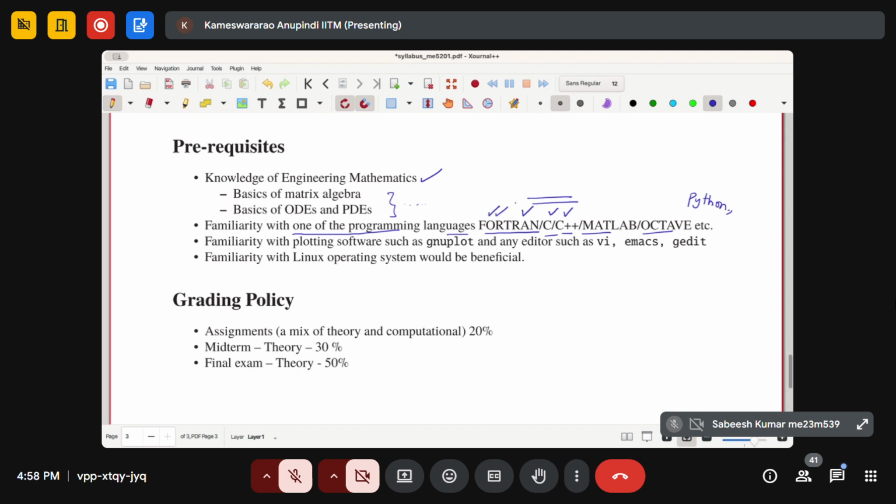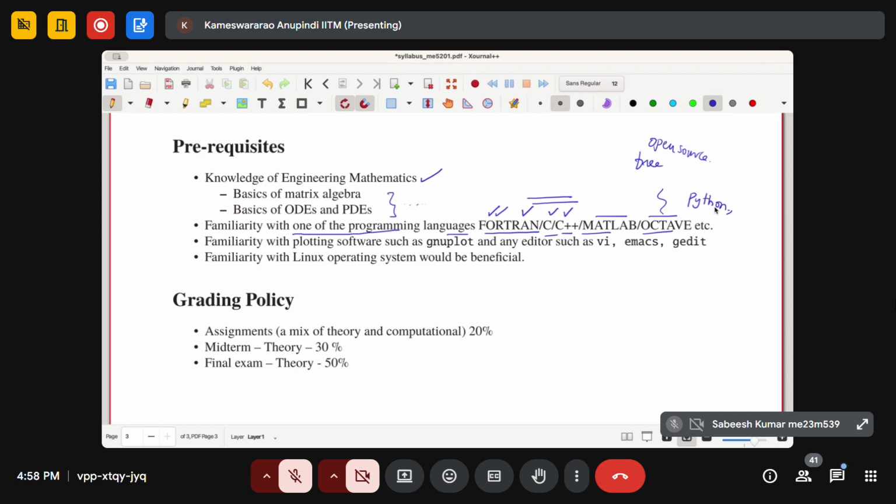For example, I'm going to make use of Fortran sometimes if I want to showcase some example problems. Then, of course, you are also welcome to use MATLAB or Octave, which is an open source counterpart of MATLAB, or you can even use Python. Although I'm not a big fan of Python because it may be slow for some of the computations, because you're not going to do heavy duty programming, Python might still be okay for this course, but it's up to you.